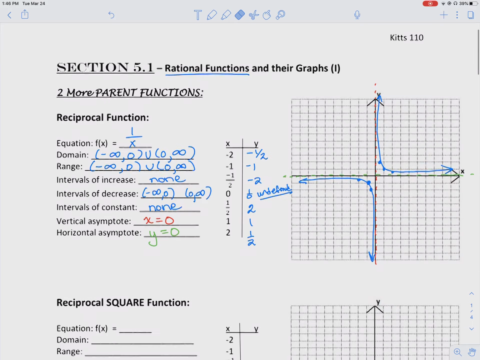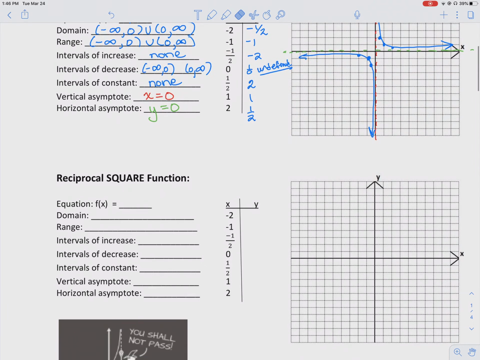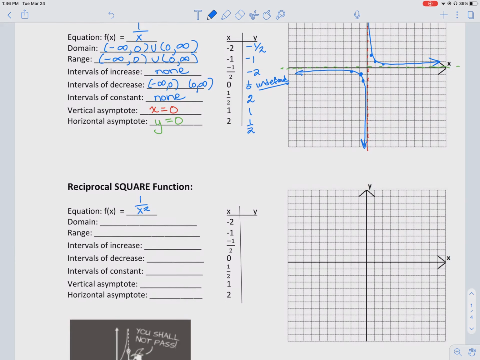Okay, the second one is called the reciprocal square function. So that's going to look like 1 over x squared. So let's do the same thing that we did before. Let's put in some numbers. So with this first one, we're going to put that negative 2 on the bottom. So that's 1 over negative 2 squared. That's just going to be a fourth.